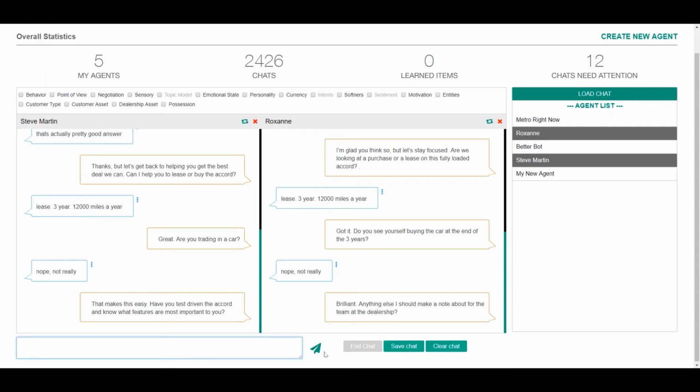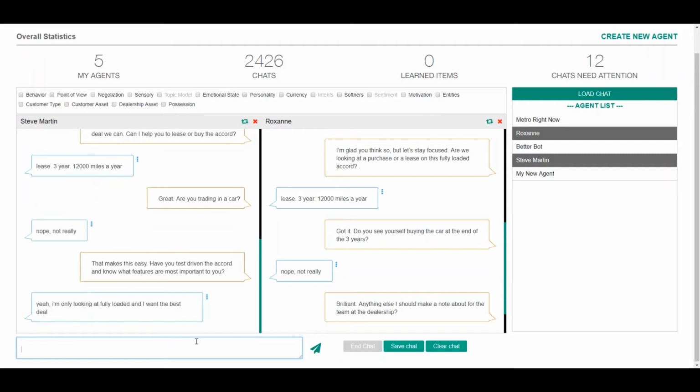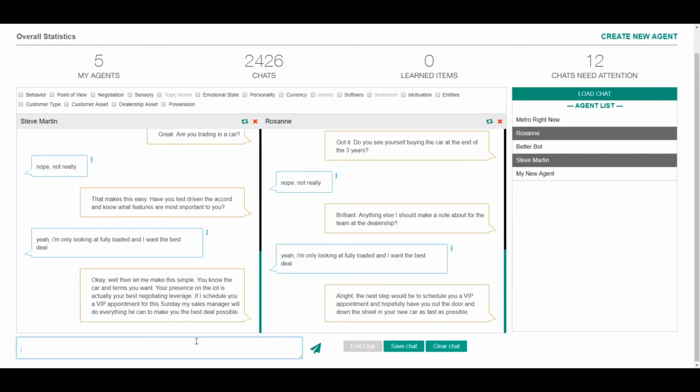Brilliant. Anything else I should make a note about for the team or the dealership? And that makes it easy. Have you test driven the Accord and know about the features that are most important to you? Let's just go with, yeah, I'm only looking at fully loaded and I want the best deal. All right, the next step is to schedule you a VIP appointment, and hopefully we have someone.